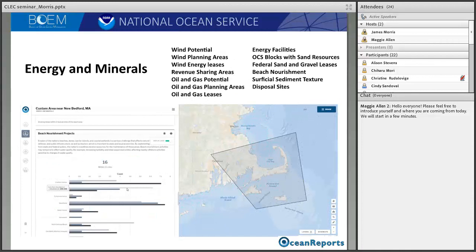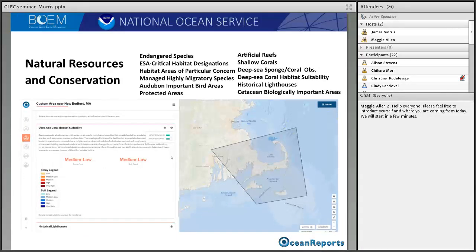For energy and minerals, here's a list of things that you're going to see. You're going to see the wind potential, planning areas, and energy leases. You're going to see the oil and gas potential, planning areas, and leases. We're going to show you where the energy facilities are nearby within that ocean space. We're going to tell you where the sand and gravel leases are, if there are any beach renourishment projects nearby. What is the sediment like, the superficial sediment texture, and are there any disposal sites within that ocean space?